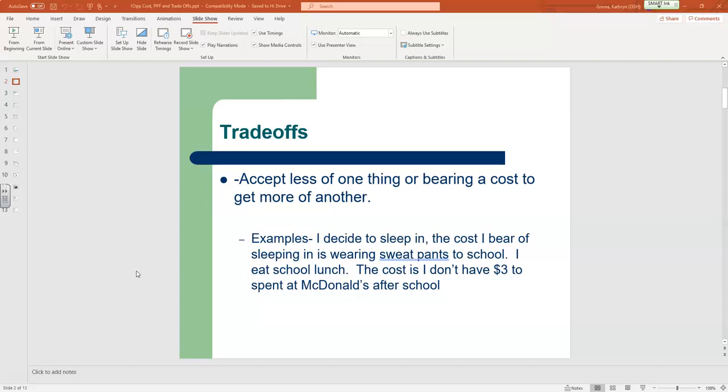Like, how badly do you want to be in person in school, right? You got to wear a mask. Another example is I decided to sleep in. The cost I bear sleeping in is wearing sweatpants to school, which I feel like we all do anyways. Or I ate school lunch, so therefore I didn't have $3 to spend at McDonald's that day. Those are all perfect examples of trade-offs.